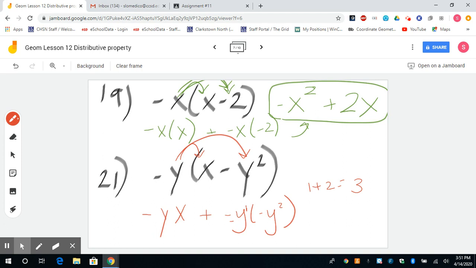Okay. So our answer is going to be, and you can put -xy or -yx. I won't take off points for that. Plus y cubed for this one. That's your answer, right? You can't combine those like terms. Those are not like terms because one has an x, one has a y, one has an exponent.